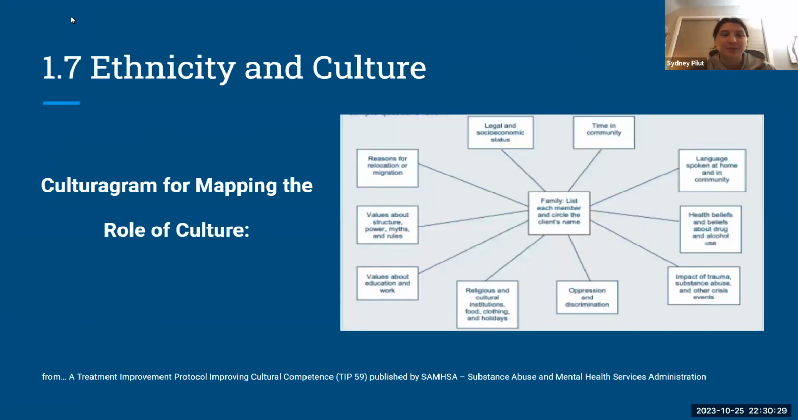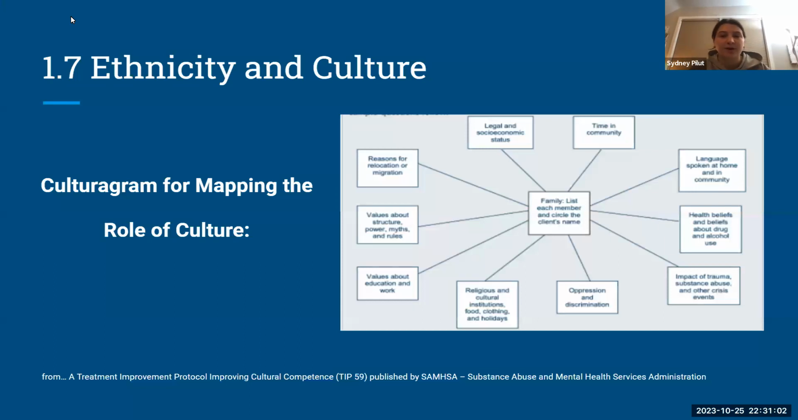So I'm Sydney, and I'm going to hop into the ethnicity and culture domain. The first one I chose is a culturegram for mapping the role of culture in individuals' lives. It came from a Treatment Improvement Protocol book by the Substance Abuse and Mental Health Services Administration. If you look at the image, it is basically the family unit and each person within it. Then those are all the different culturegram maps of reasons for migration and relocation, social and economic status, time and community, languages.